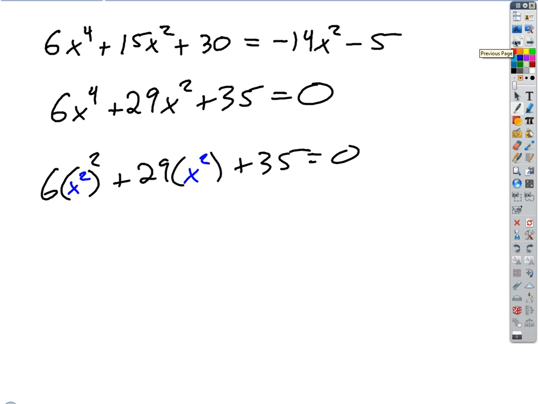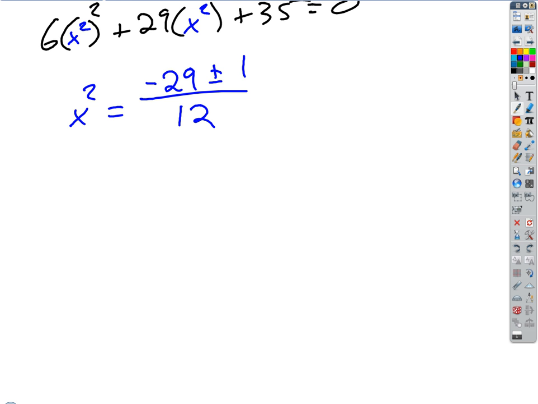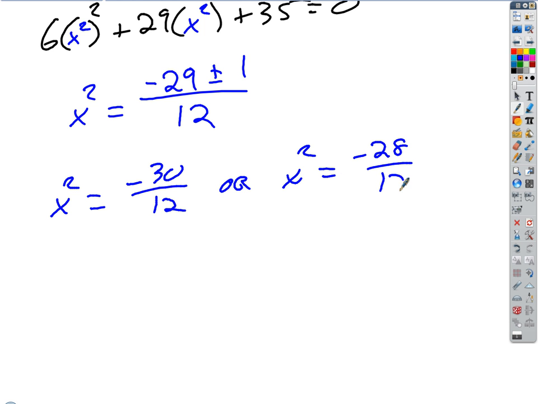So we're going to get back the answers. x squared equals negative 29 plus or minus 1 over 12. So we just describe it again. And so what do we get for our answers? Well, we get two possibilities. Either x squared equals negative 30 over 12, or x squared equals negative 28 over 12.